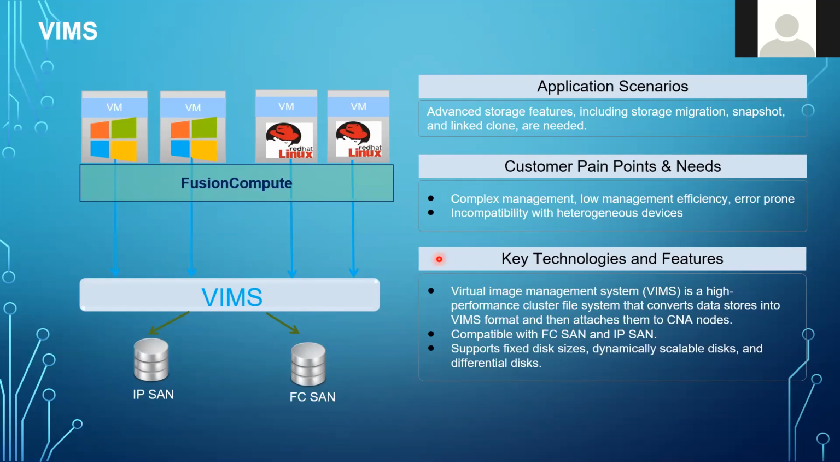FusionSphere is using VIMS, the Virtual Image Management System. It's a cluster file system. As we know, for clustering of the VMs, we need a file system which should be accessible to all the hosts. So FusionSphere provides the VIMS cluster file system, which is very flexible and dynamically scalable, and we can use it for data store creation and other things. All the machines can have access to VIMS. It could be FC SAN, IP SAN, or any shared disk. We can use this file system for the shared storage.